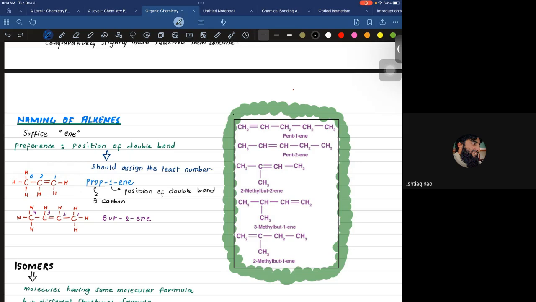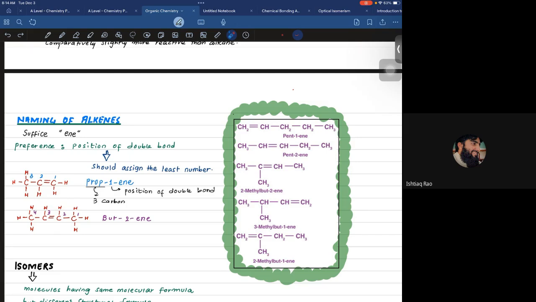Also, if you can see this, we have four carbon atoms: one, two, three, four. If you are counting from the left hand side, the double bond is getting the second number. If you are counting from the right hand side, the double bond is also getting the second number. It's up to you, you can name it from either side. No matter, because this structure is symmetrical. It is the same.